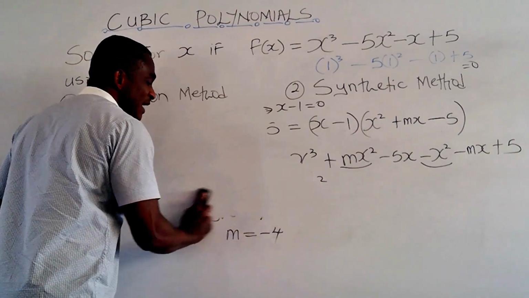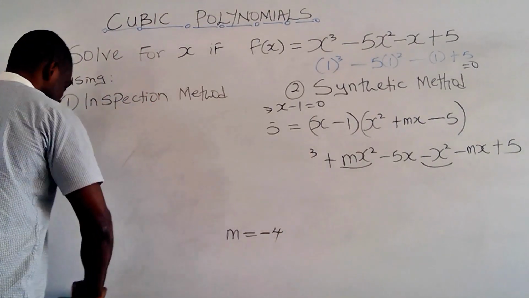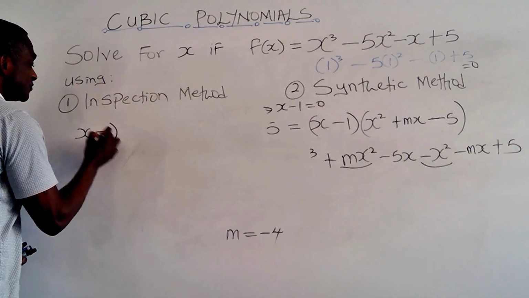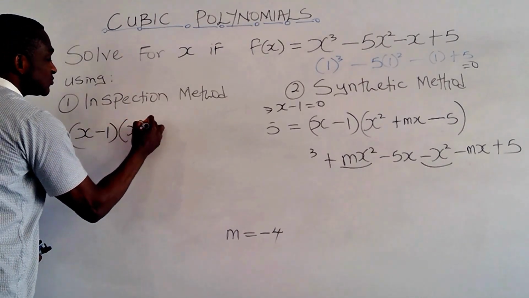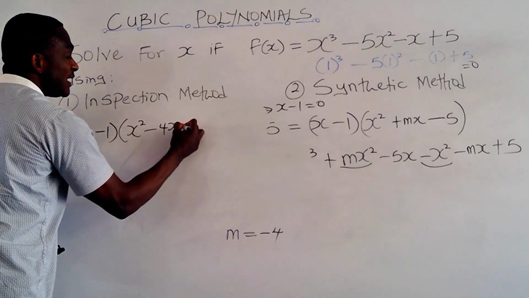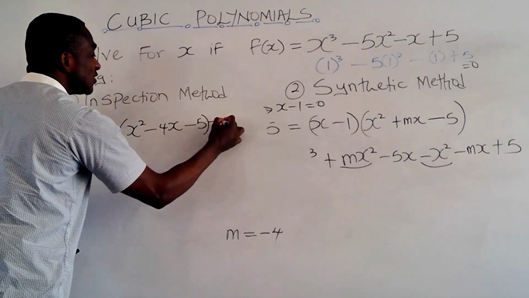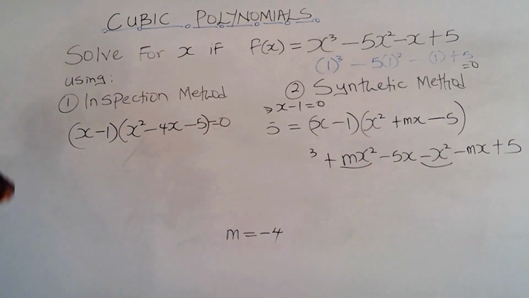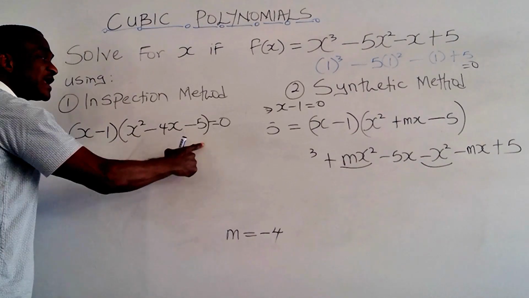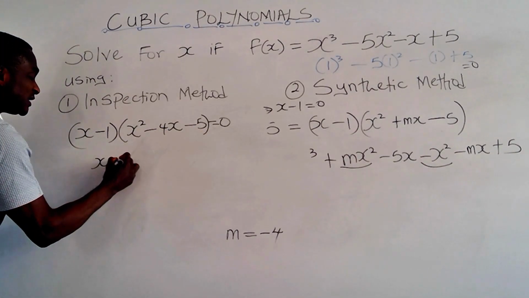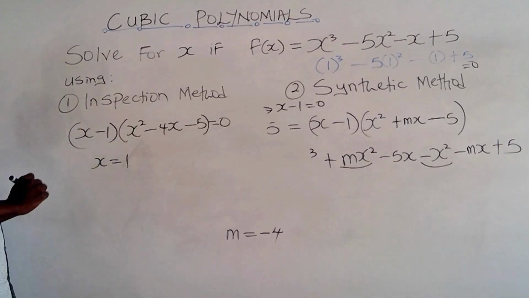So we got n as minus 4. So the expression that we are solving now becomes x minus 1 into x squared minus 4x minus 5 equals 0. So we are solving for this. Equate individual brackets to 0. So we have x equals 1. From this, we already know.